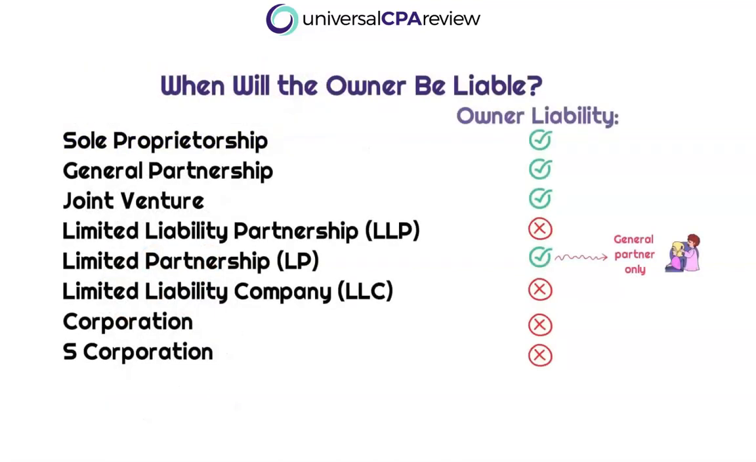Okay, so when we compare general partnerships to limited liability partnerships, this feels very similar. But one of the key differences is that limited liability partnerships are going to limit the partner's personal liability in the partnership, whereas a general partnership is going to hold each partner personally liable for all partnership obligations. Okay, so what does that mean?